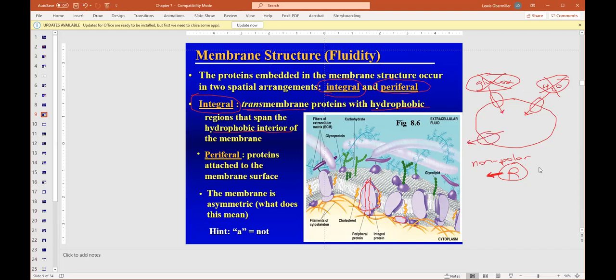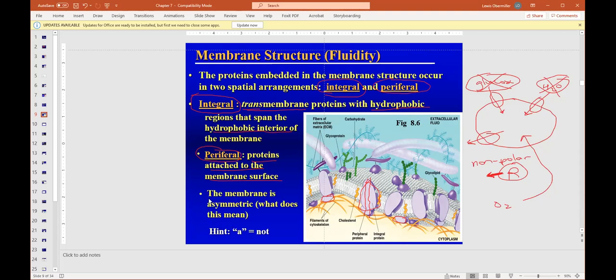And we're going to talk about oxygen and stuff that can go across the membrane without a channel, and why that is. And then we have peripheral proteins, and we just talked about those are attached to the surface. They don't go across. Like this is a peripheral protein.